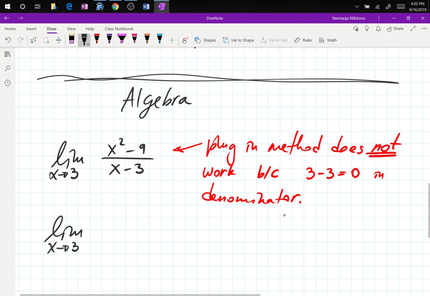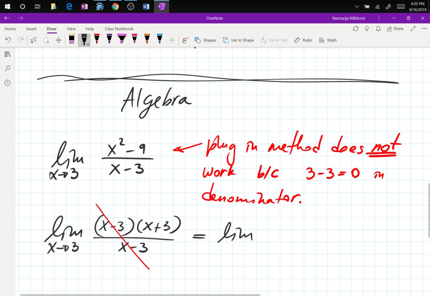Factoring, yes. So we have x minus 3, x plus 3 in the numerator, and we have the x minus 3 in the denominator, and those two cancel. So now we have the limit x goes to 3 of x plus 3. And now it's 6. Looks like 0 divided by 0 is 6. Didn't know that, huh? Well, now you learned.